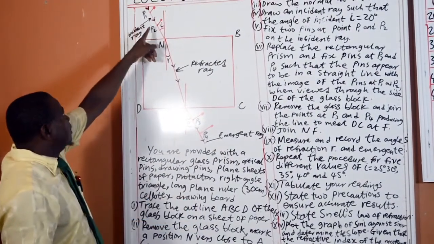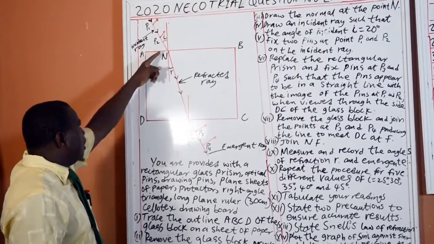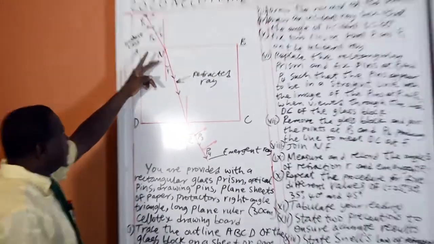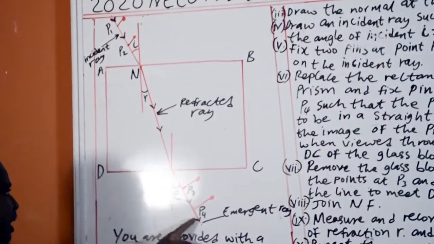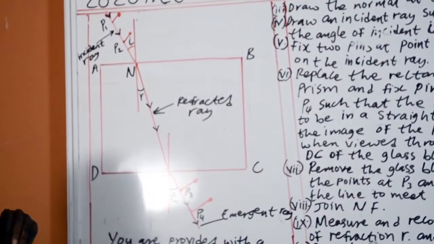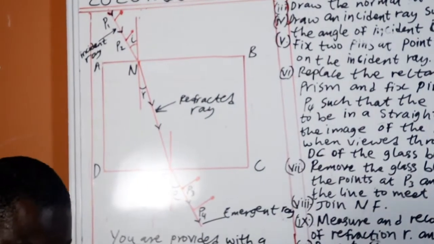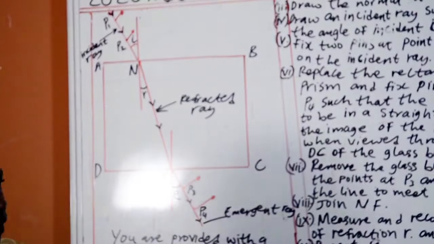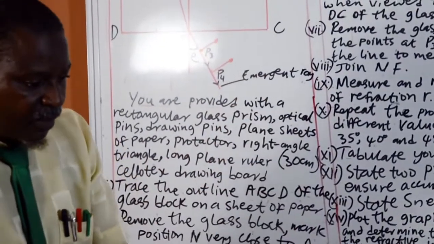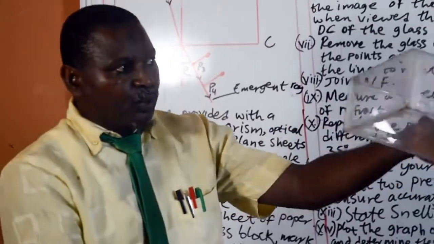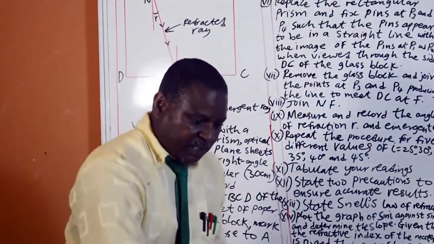The ray here, we call this one incident ray. In the air, this is refracted ray in the glass prism. This is the emergent ray in the air. We are provided with a rectangular glass prism. This is the one students are using. This is the model the teacher uses to demonstrate for you now after the question.